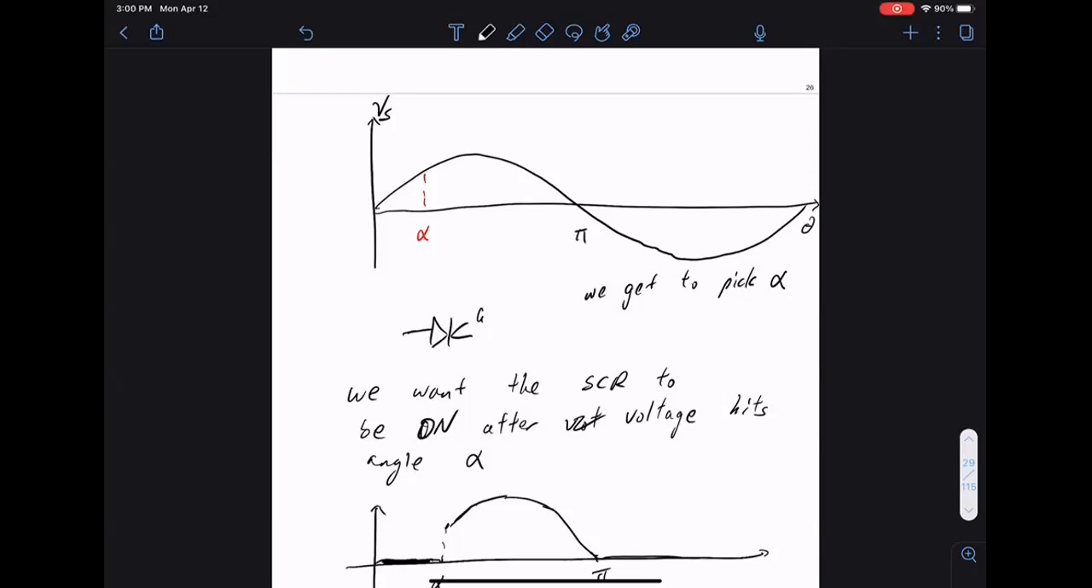Do you apply current to the gate every period, or is it just once? You want to apply it every time. So there's a driver. There's basically a small controller attached to it that drives this.